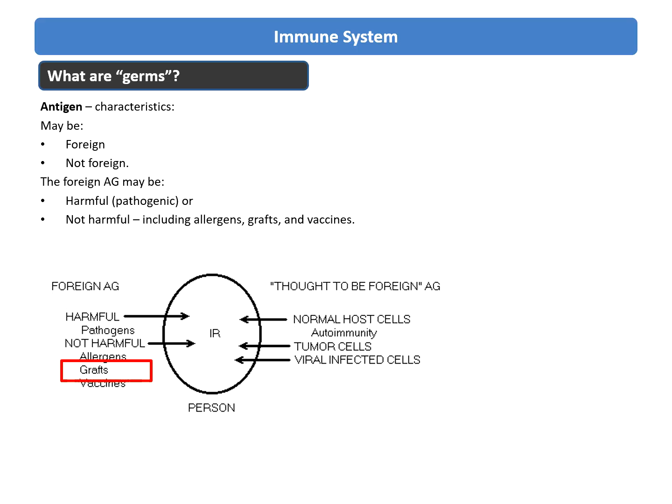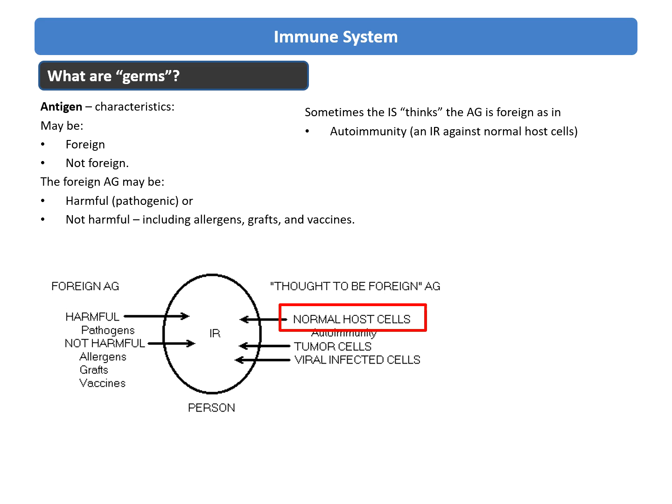Even though the graft is beneficial, your immune system doesn't know that and tends to attack and destroy the graft. Vaccines are another example of a not harmful yet foreign antigen. Sometimes the immune system thinks the antigen is foreign, as in normal host cells in an autoimmune condition. For some reason, the immune system starts attacking the person's own tissues and cells.